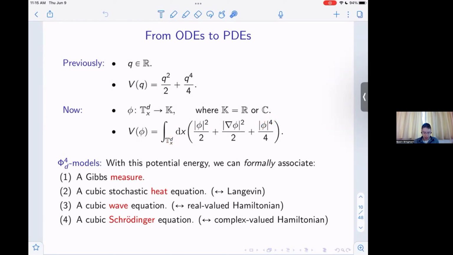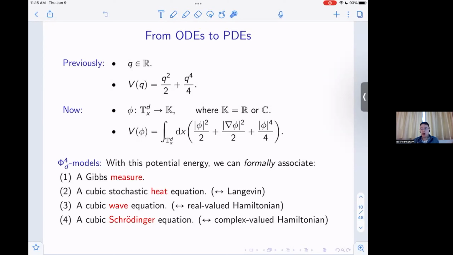Okay. Now, as we kind of saw in the ODE setting, at least at a formal level, I can associate with this potential energy a lot of different objects. So first of all, I can formally write down a Gibbs measure. I can formally write down a cubic stochastic heat equation, which corresponds to the Langevin equation that we saw before. I can formally write down a cubic wave equation, which corresponds to the real valued Hamiltonian evolution equation. So exactly this kind of Hamiltonian equation that we encountered in the ODE setting.